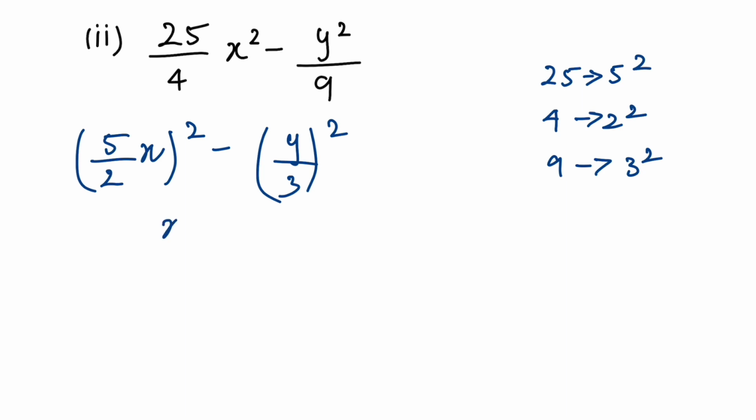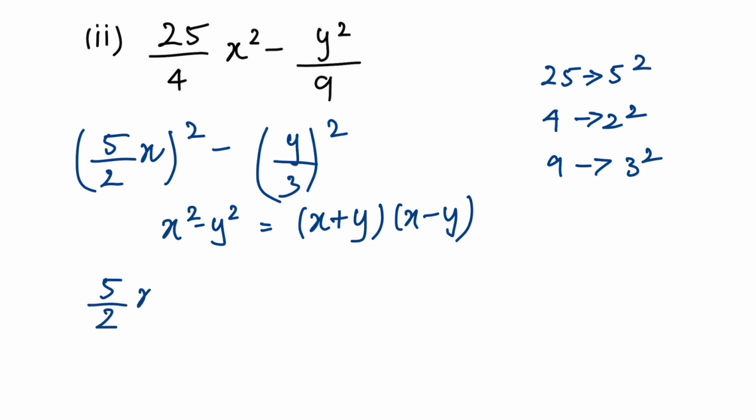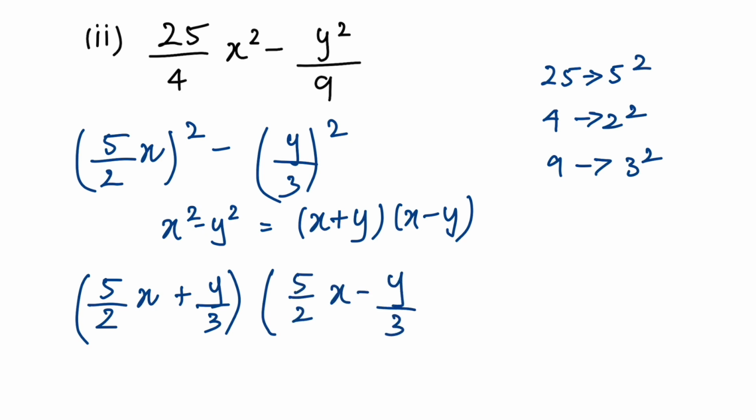So this is of the form x squared minus y squared, and that is equal to x plus y into x minus y. This is an identity that we know. So you're just going to express it in that form. It's 5 by 2 x plus y by 3 multiplied by 5 by 2 x minus y by 3. And this is the factorized form of this subdivision.